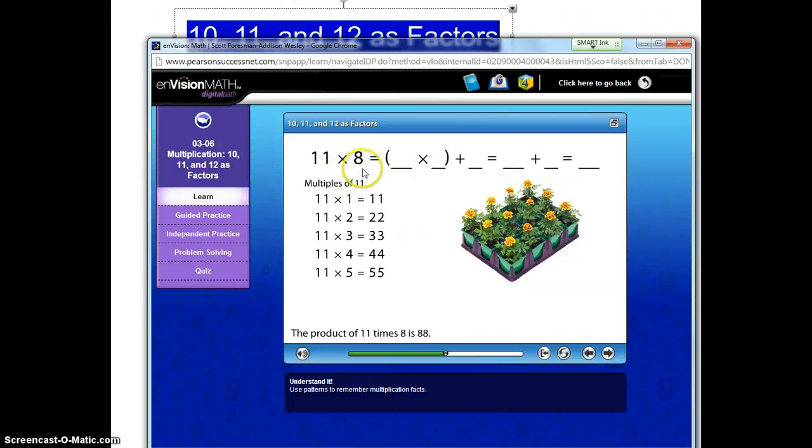Okay. If I were to break apart 11 times 8, let's look at this. I could break the 11 apart into a 10 and a 1, because 10 times 8 is 80, and then 1 would be left over times 8 is 8. 80 plus 8 is 88.